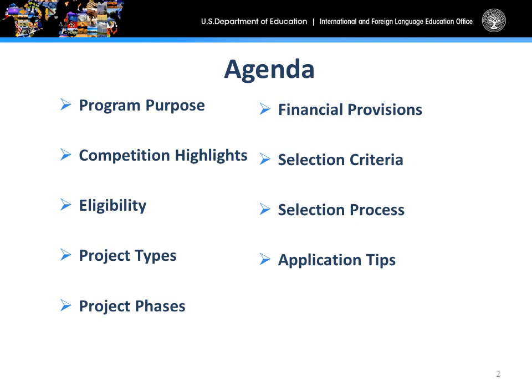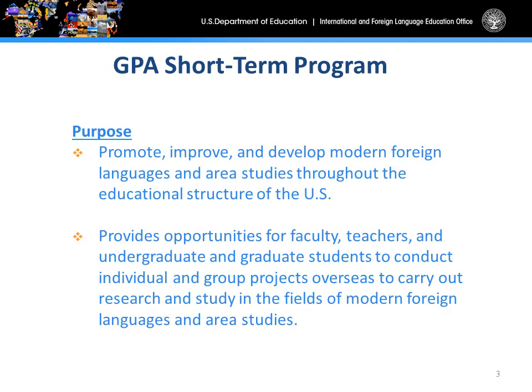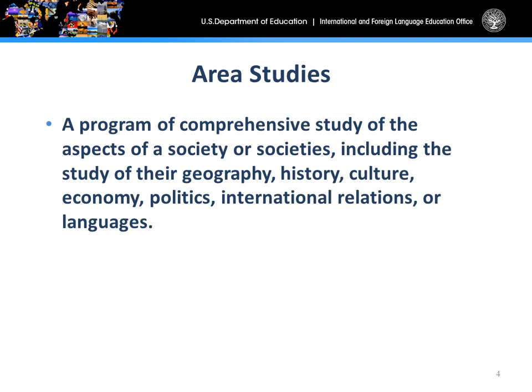The GPA short-term program is designed to promote, improve, and develop modern foreign languages and area studies throughout the educational structure of the U.S. The program gives K through 12 teachers, faculty, undergraduate, and graduate students opportunities to conduct research and studies abroad in modern foreign language and area and international studies. We define area studies as the study of the aspects of a society or societies, including the study of their geography, history, culture, economy, politics, international relations, or languages.